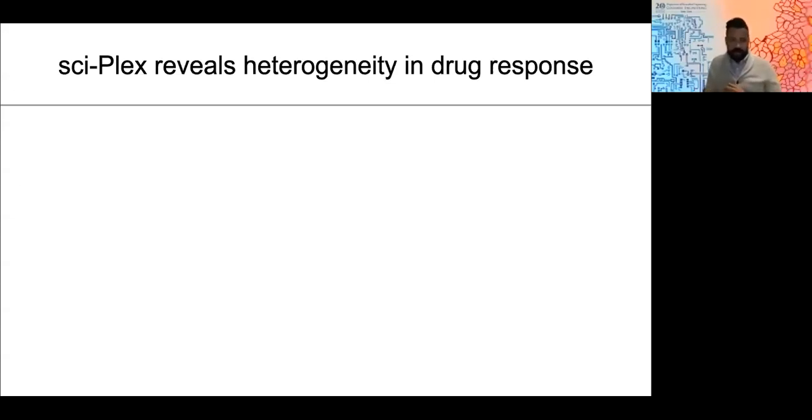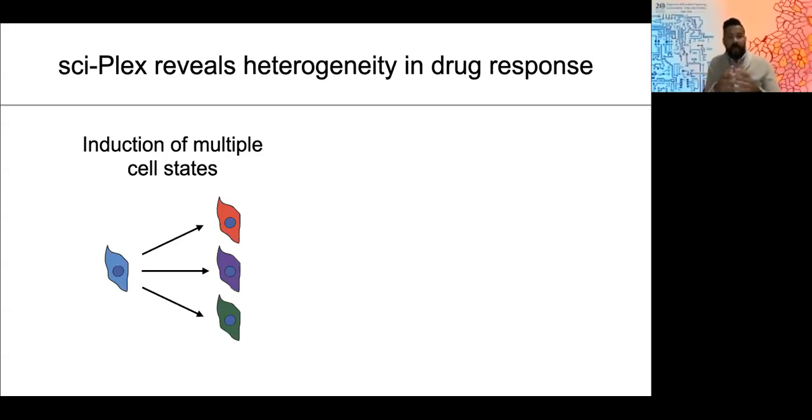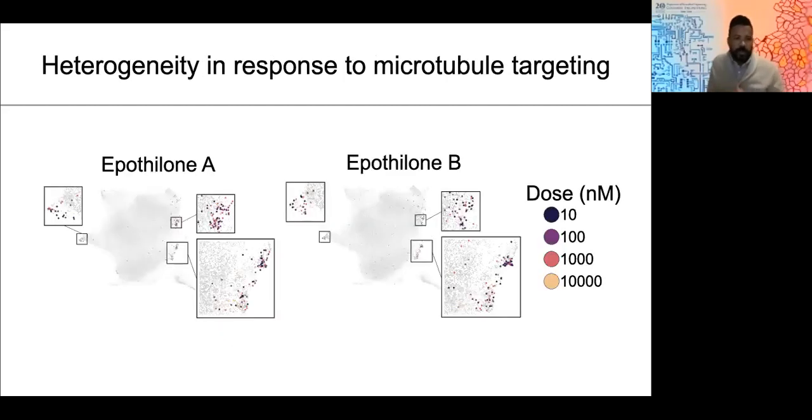And I'll start with an observation where we see that cells respond heterogeneously to one drug dose combination and induce multiple cell states. So here I'm presenting UMAP embeddings for the A549 lung adenocarcinoma cell line that were exposed to one of 2 microtubule stabilizing agents, epothilone A or epothilone B. Now, treatment with these agents led to large changes in the transcription of cells that we can visualize using UMAP. And we can see that they accumulate in 3 distinct places across the UMAP.